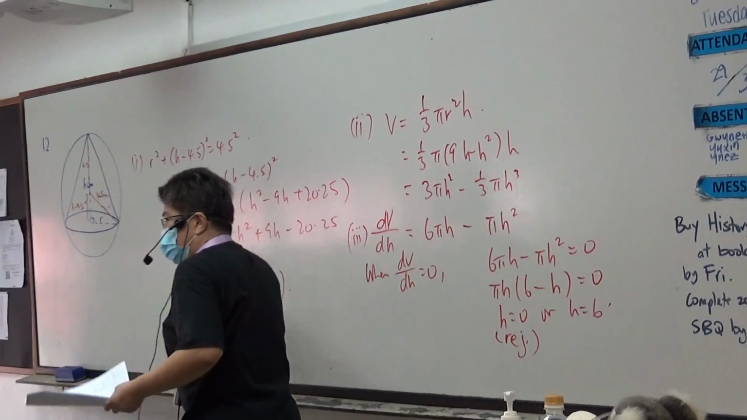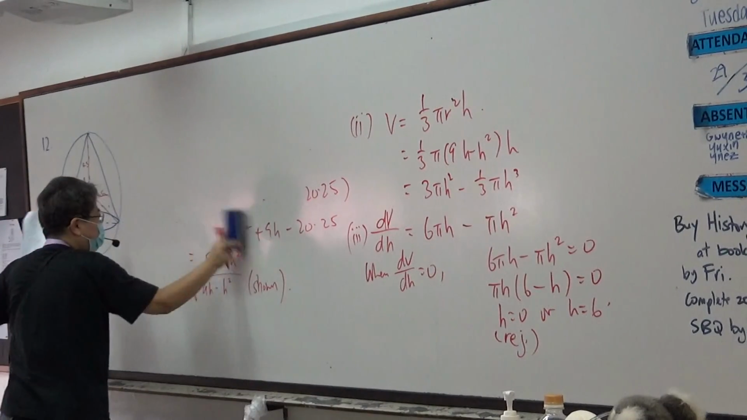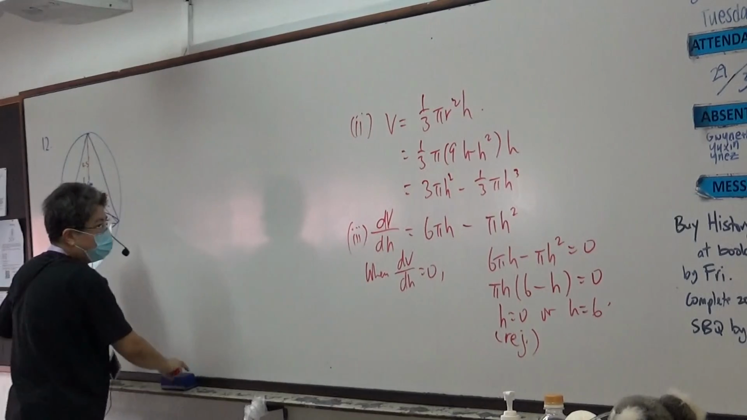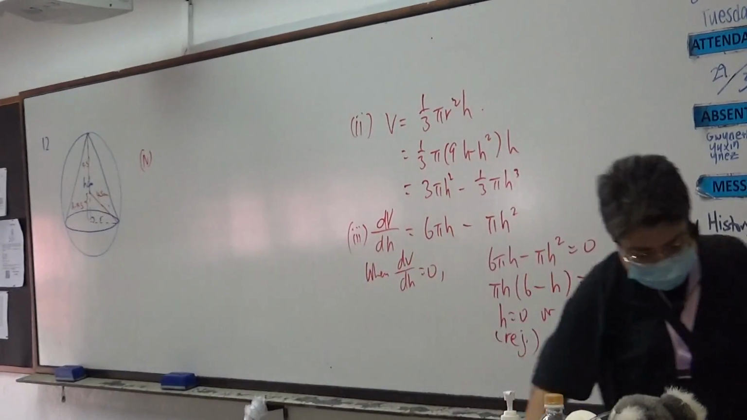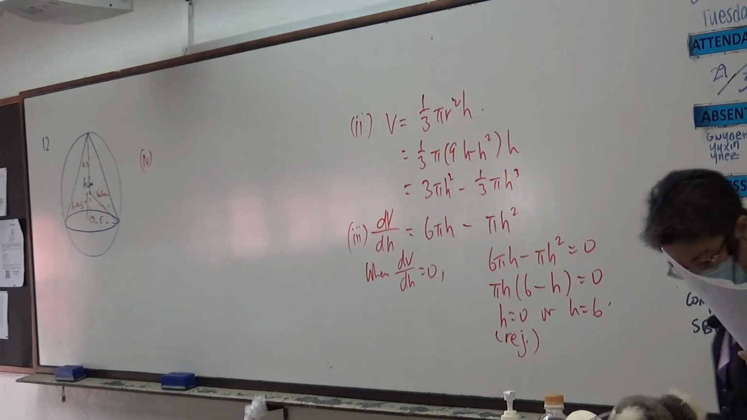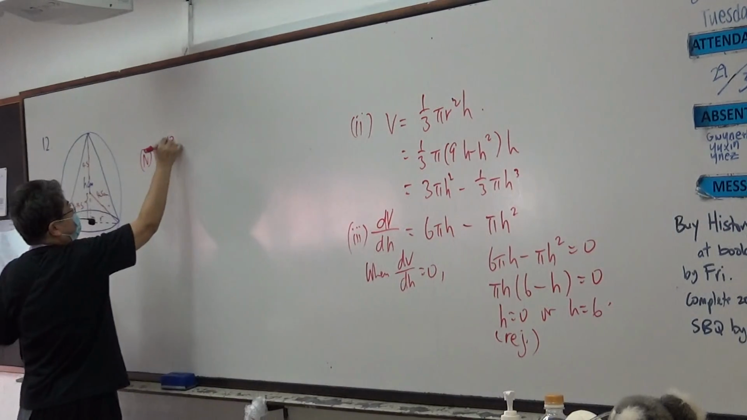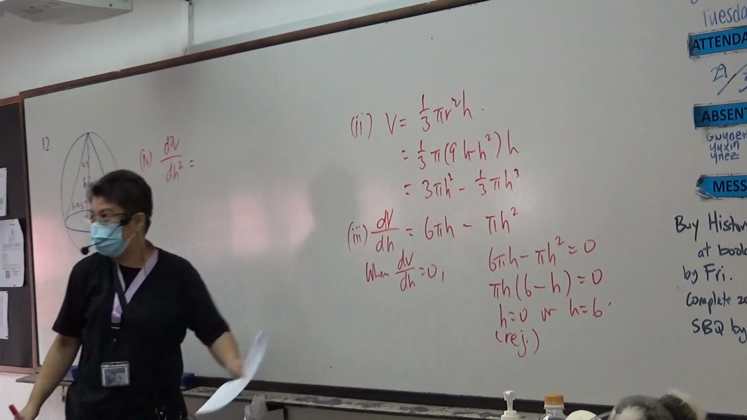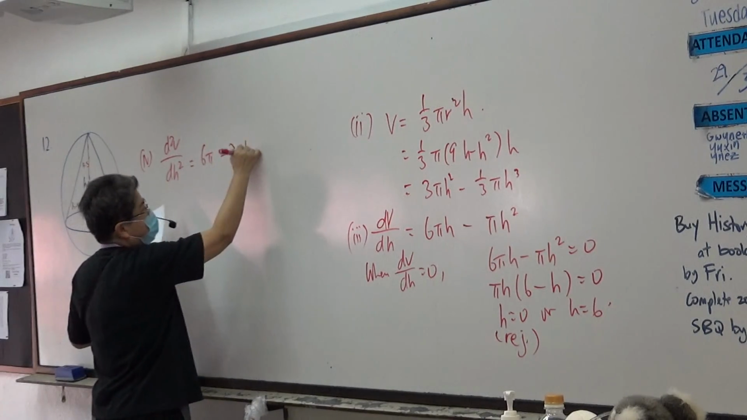Can I pick out this part already? Okay, good. Now, next. What did part 4 say? Part 4 says: explain why this value of h gives the maximum volume and hence find this value of V. Okay, I'm going to find d2V/dh squared. That means I differentiate this again, right? I will get 6 pi minus 2 pi h, right?